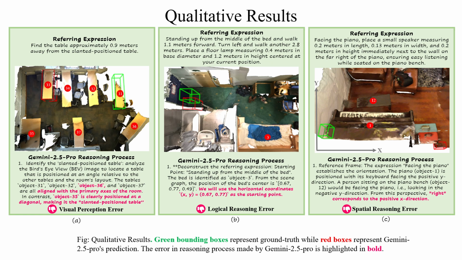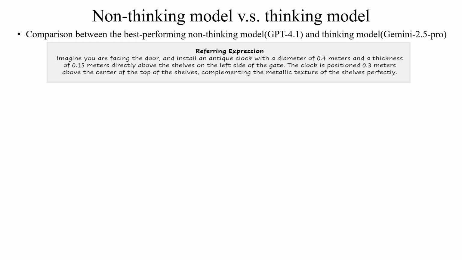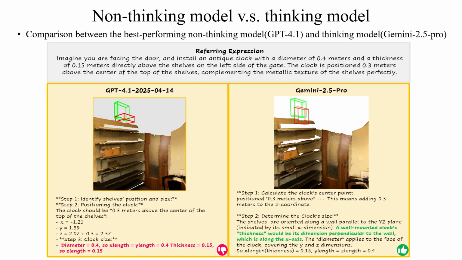We present qualitative comparisons between the best-performing non-thinking model, GPT 4.1, and the best-performing thinking model, Gemini 2.5 Pro. In this case, while both GPT 4.1 and Gemini 2.5 Pro correctly identify the shelf and estimate the clock's location, GPT 4.1 misinterprets the clock's orientation, incorrectly treating its thickness as its height. In contrast, Gemini 2.5 Pro accurately understands the clock's orientation by reasoning that the thickness would be its dimension perpendicular to the wall, demonstrating stronger spatial reasoning and logical reasoning.